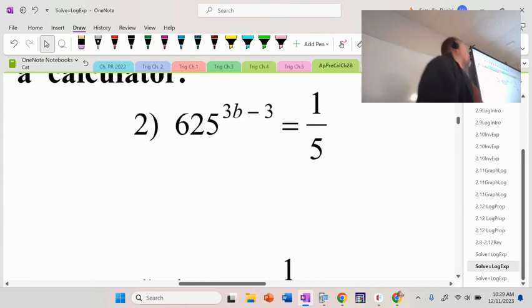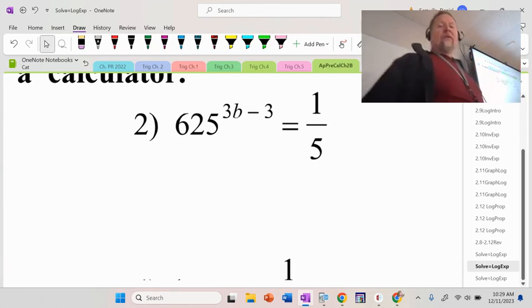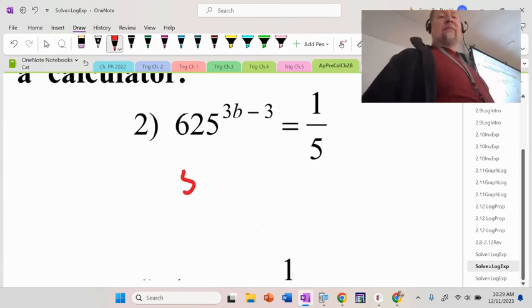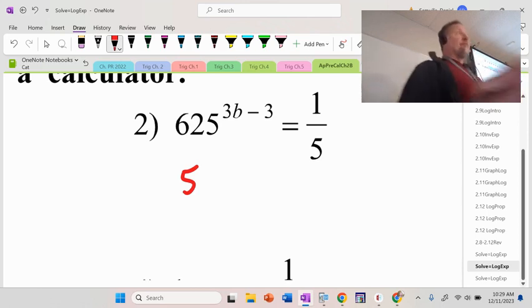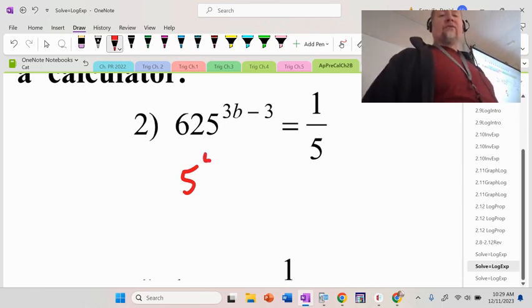Okay, what do you think about 625 and 1/5? What's the common base? Come on, what's the common base, everyone? What do you think 625 is? Come on, 5 to the what? 5th is too much. What's 5 to the 3rd? 125 and then times one more 5. What do you think? 625.